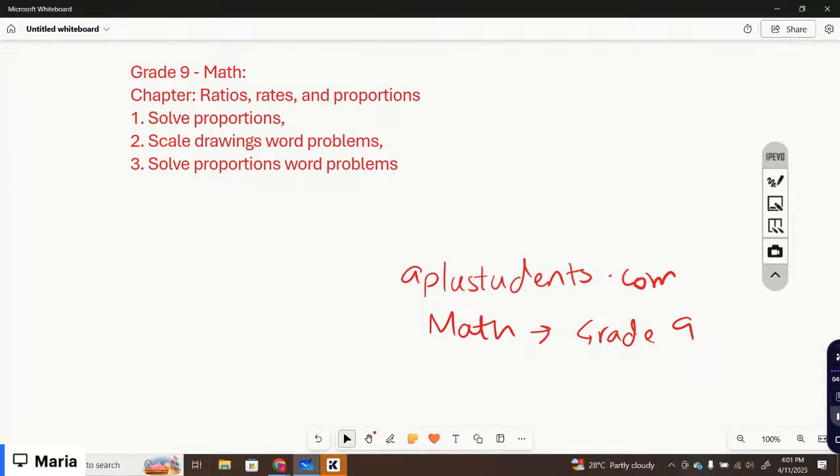The lessons we're going to cover today are solve proportions, scale drawings, word problems, solve proportion word problems. Please make sure you have your notebook and pencil so that you can note down the important examples and definitions as well.